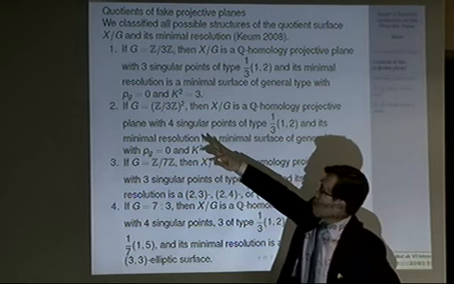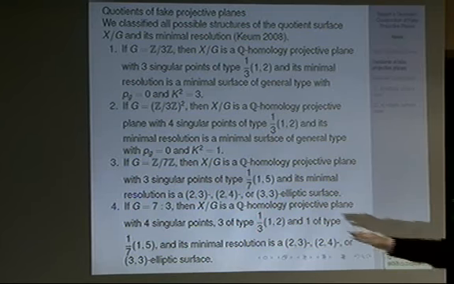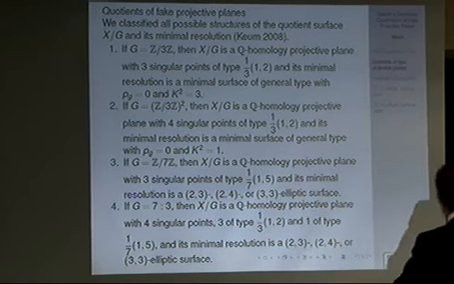And if the group G is of order 9 and 3-elementary, then X mod G is a Q-homology projective plane with 4 singular points of the same type, 1/3(1,2). And its minimal resolution is a minimal surface of general type. This time K square is equal to 1. And if G is of order 7, then the quotient is a Q-homology projective plane with 3 singular points of type 1/7(1,5).